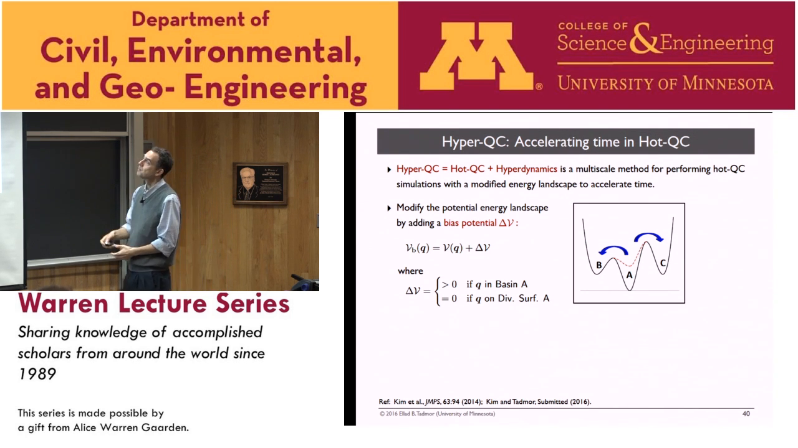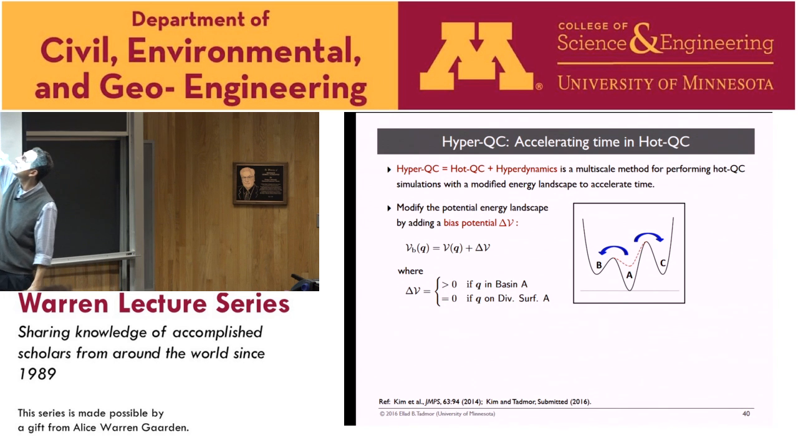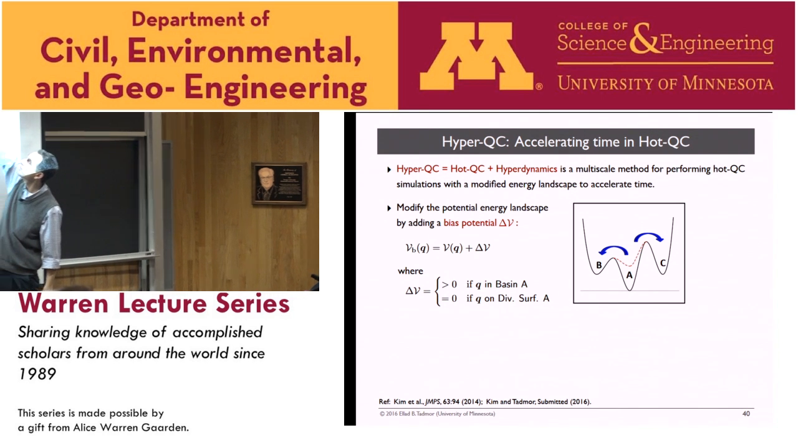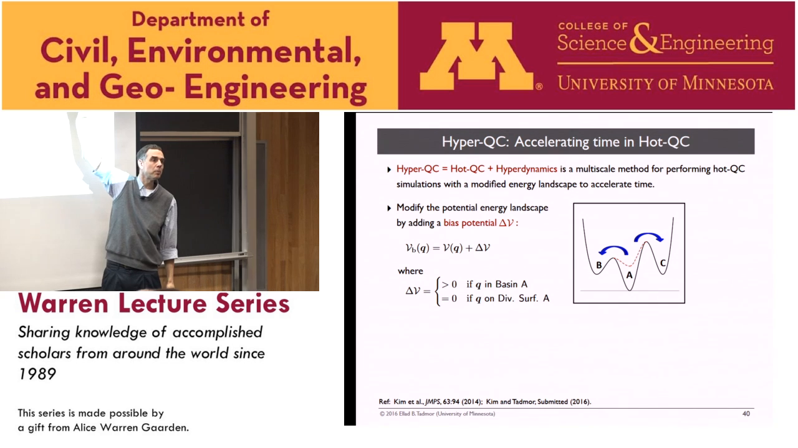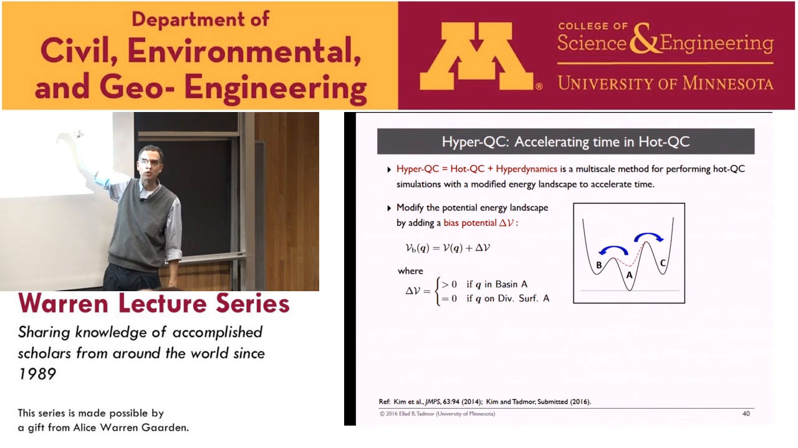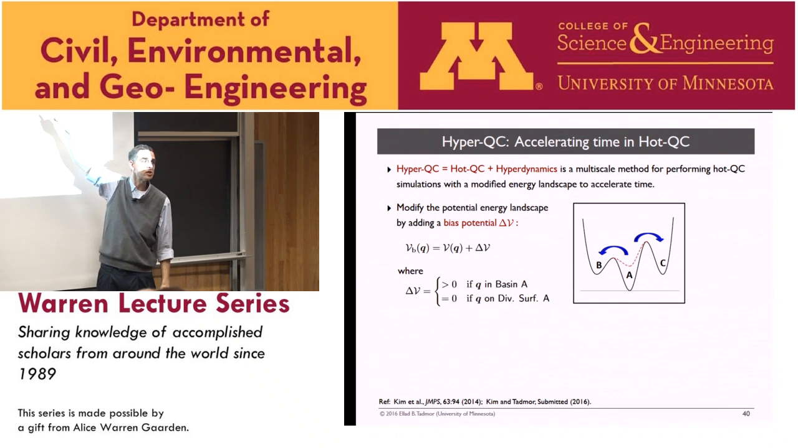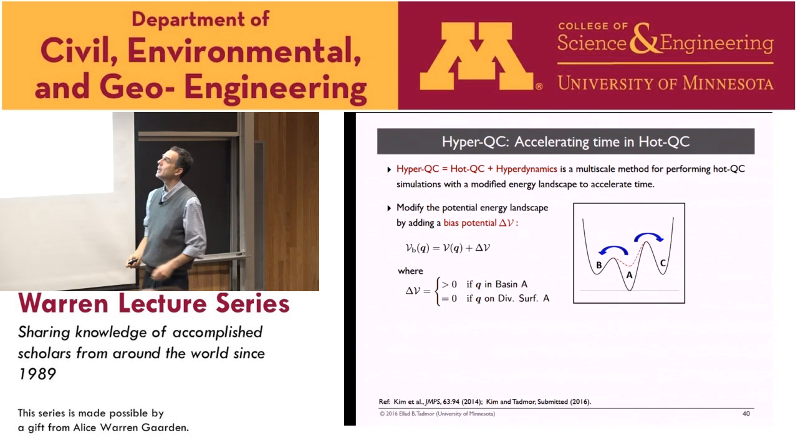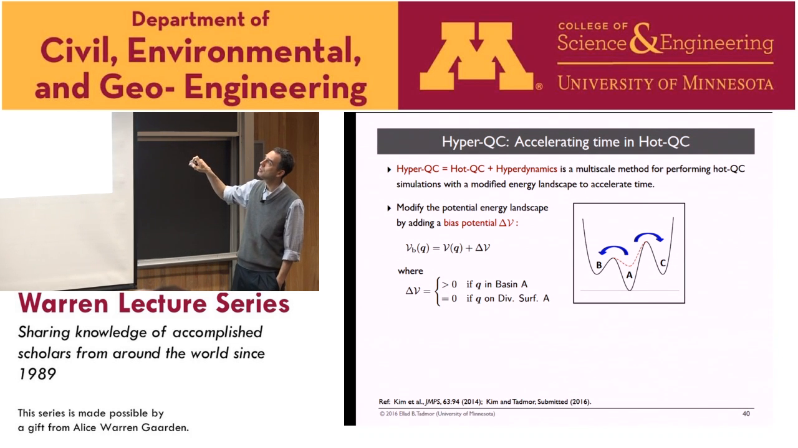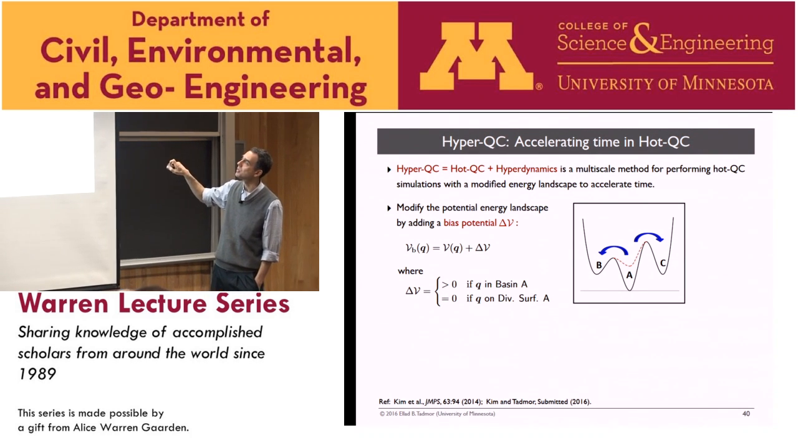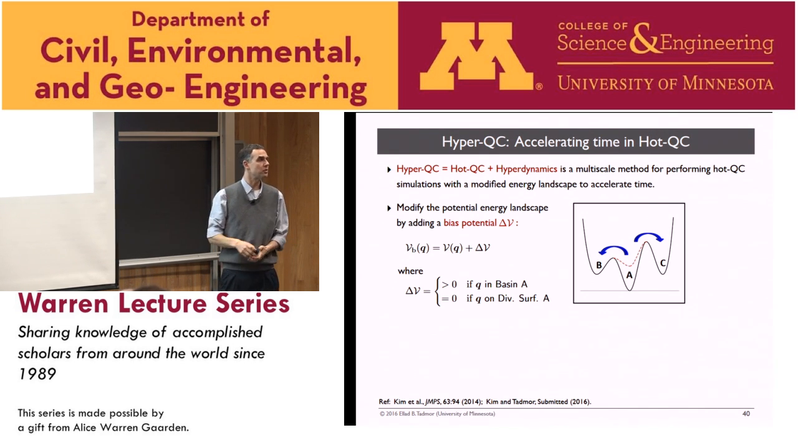But the amount of time that you have to wait is related to this barrier that you have to go over, because that's the probability of success. And it's exponential. So high barriers means you're stuck in there for a very long time. And so in hyperdynamics, what you do is you add a bias potential to your system. So you take your real potential and you add a bias to it, which lifts up the basins. And when you lift up the basin, obviously you're going to escape much faster. In fact, exponentially faster, because it's all exponential.